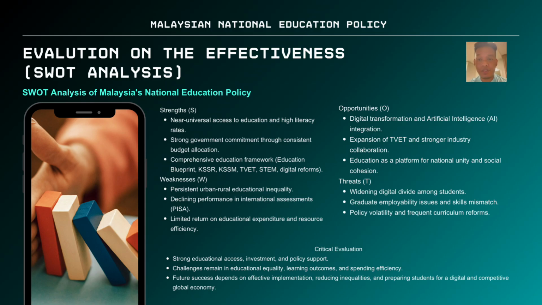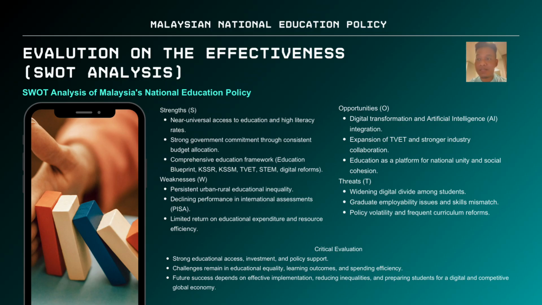Furthermore, the government continues to allocate substantial financial resources to the educational sector. For instance, Budget 2025 allocated more than 82 billion towards education development. This reflects the government's recognition that education is not merely a social service, but a strategic investment in national development and human capital formation. Education has become one of the most powerful instruments for nation building, social mobility, and economic transformation in Malaysia.